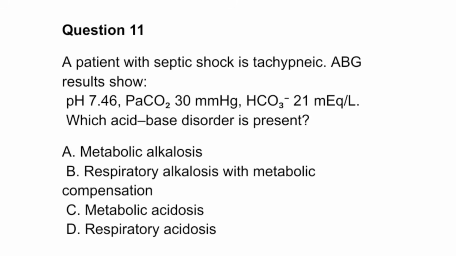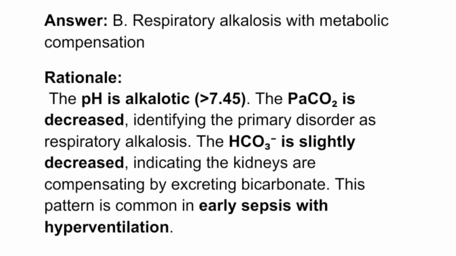Metabolic acidosis. D. Respiratory acidosis. Answer: B. Respiratory alkalosis with metabolic compensation. Rationale: the pH is alkalotic, greater than 7.45. The PaCO2 is decreased, identifying the primary disorder as respiratory alkalosis.